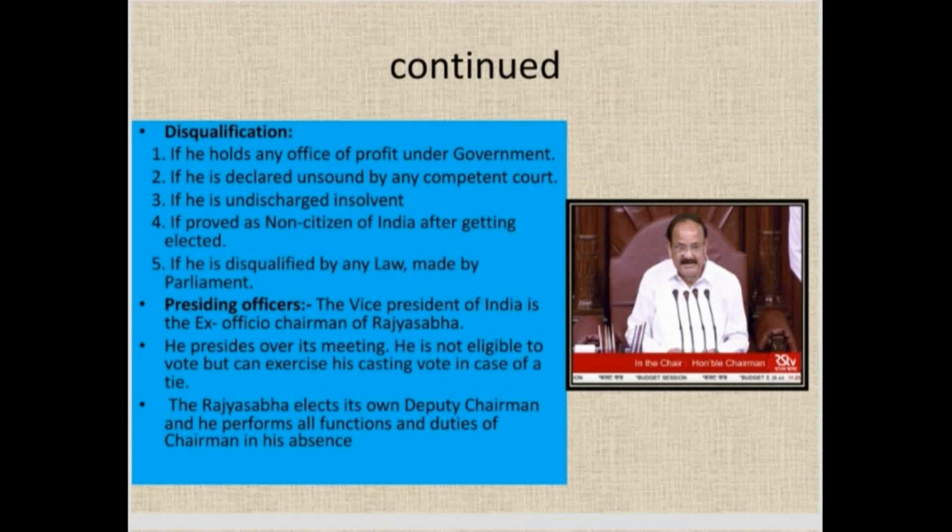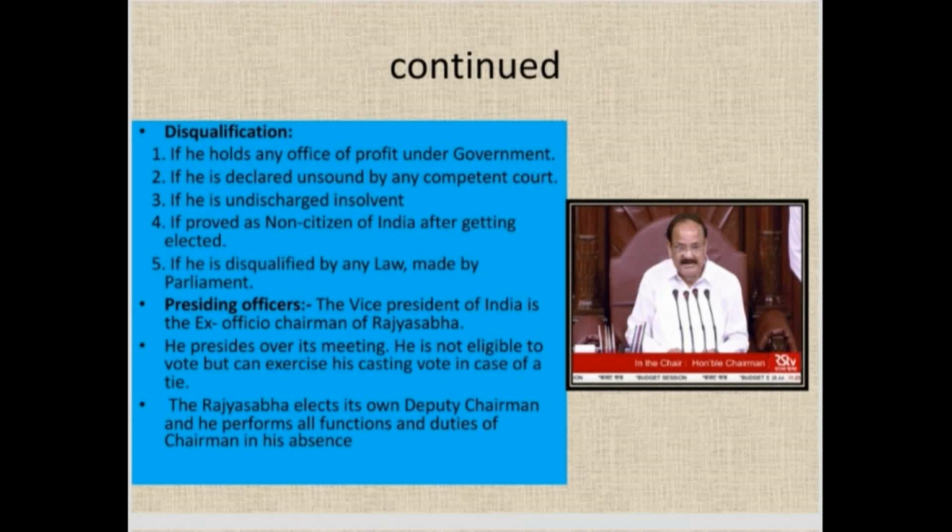And if he is proved to be a non-citizen of India after getting elected, then he will be disqualified from Rajya Sabha membership. He will also be disqualified if he is disqualified under any law made by Parliament.